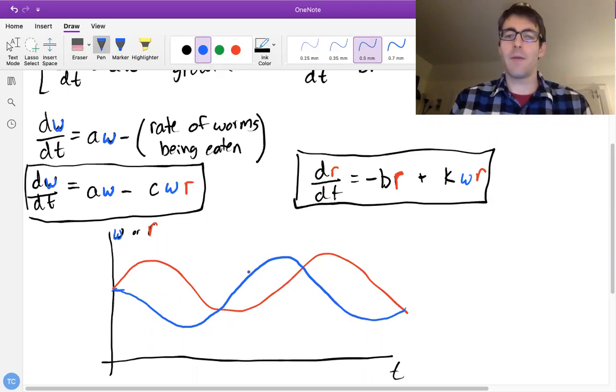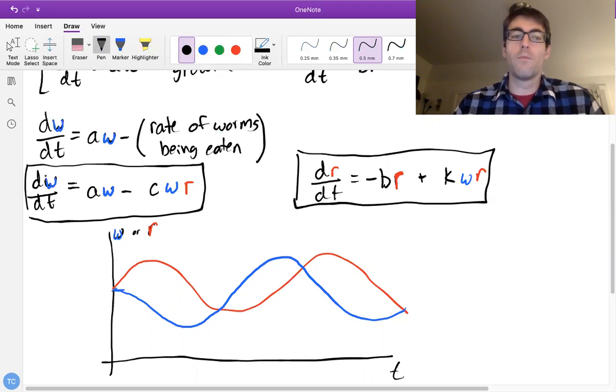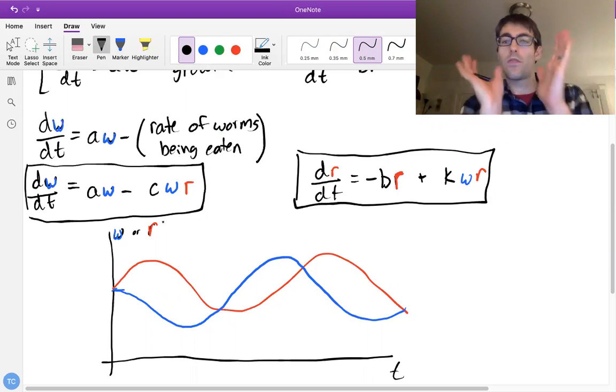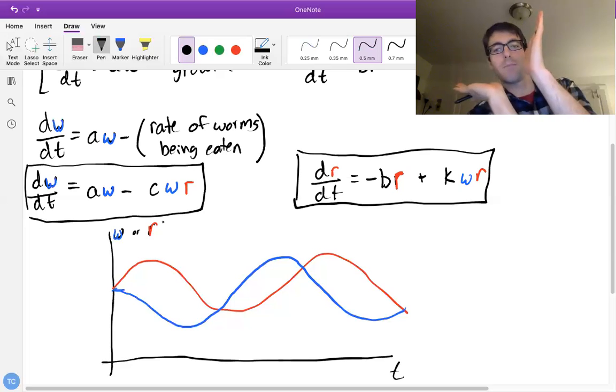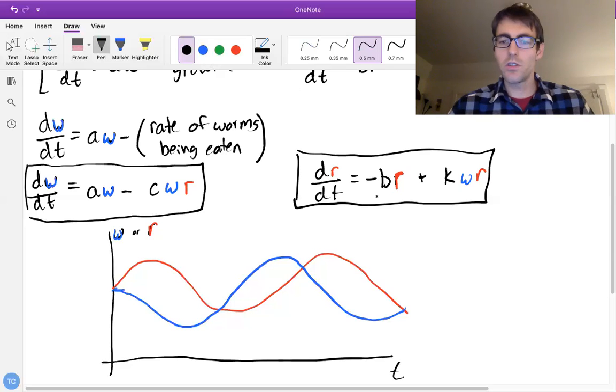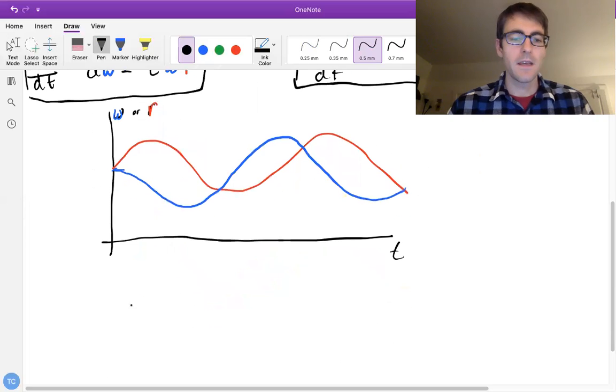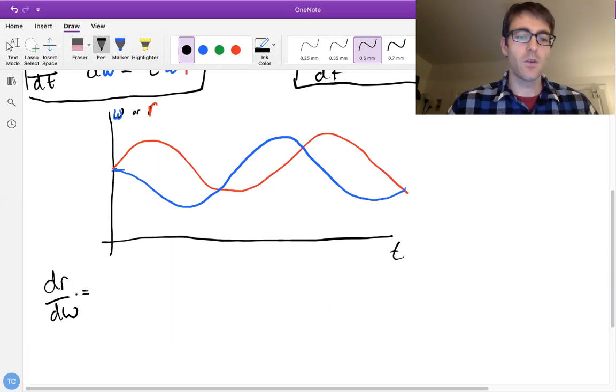This is a way of visualizing what's happening. But there's another lens through which we can view this. Rather than plotting W, the population of worms, with respect to time, we're going to plot the population of robins with respect to the population of worms. To do this, the thing that we really want is dr/dw. Thanks to the chain rule, this is dr/dt over dw/dt.